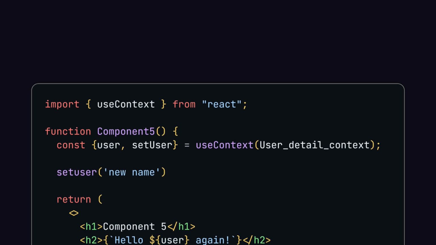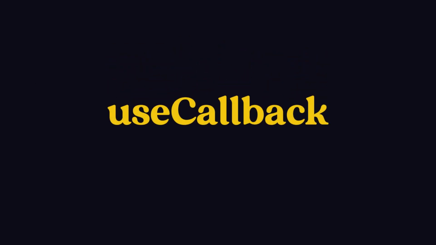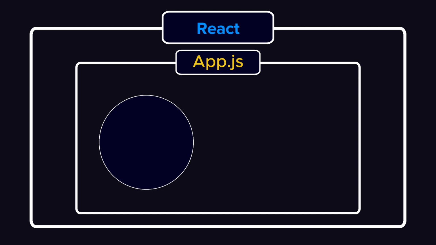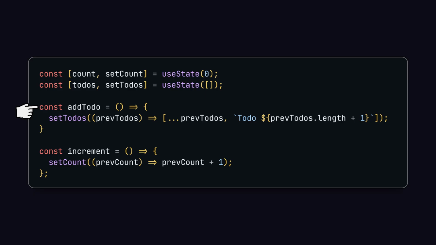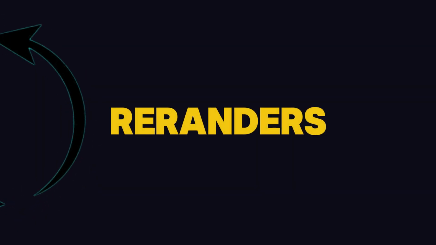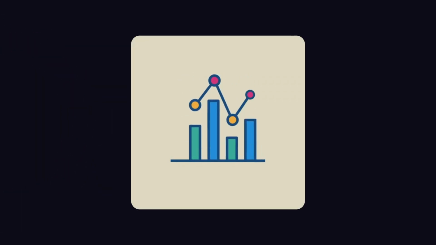Now let's explore the useCallback hook. To understand useCallback, let's look inside a React project. Assume we have two functions in our app, counter and todo. If we use these functions directly to manage counts and add todos, it brings a problem. When we increment the counter, the todo function also re-renders. While this doesn't cause errors, unnecessary re-renders can lead to performance issues in larger applications.